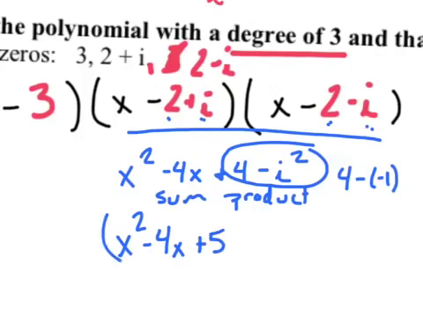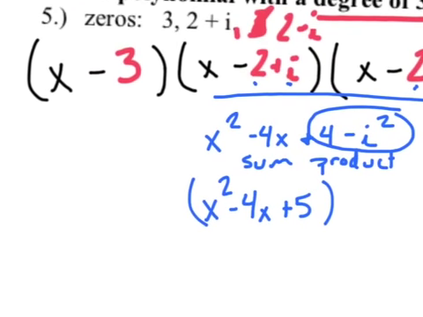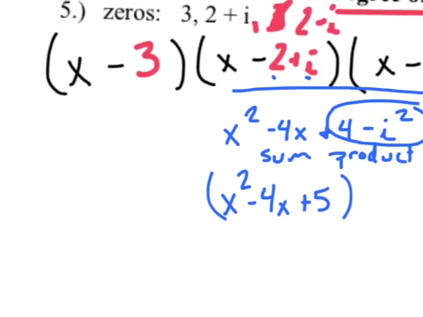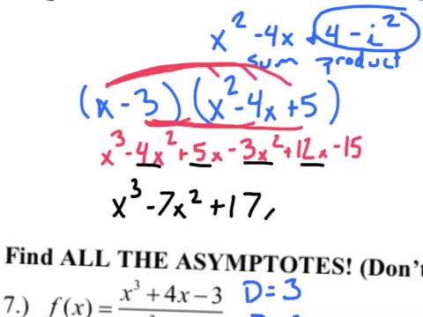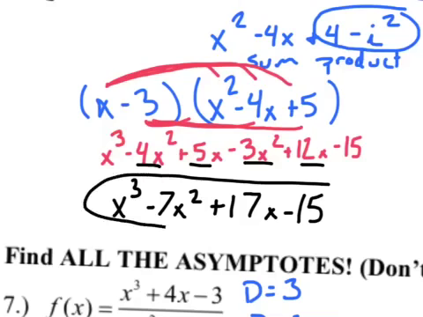There's that. Now all I need to do is multiply in the third, x minus 3. So I FOILed the 2 things. I got this left over. Check your math. When I combine like terms, I get x cubed. I've got negative 4x squared and negative 3x squared. So negative 7x squared plus 17x minus 15. That is my polynomial.